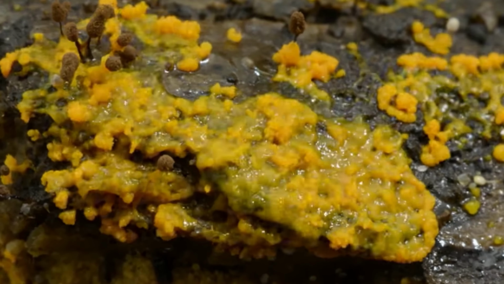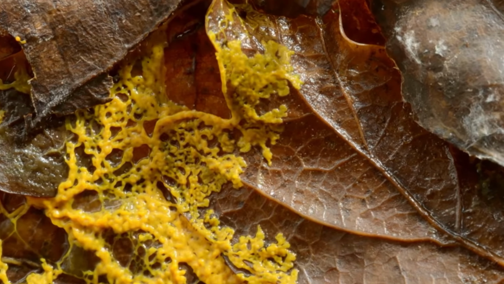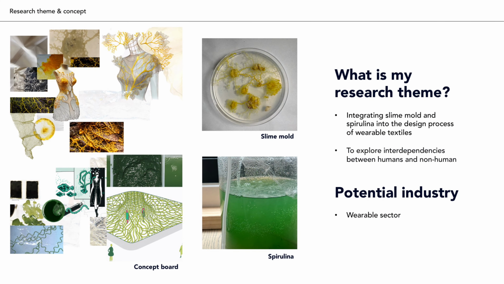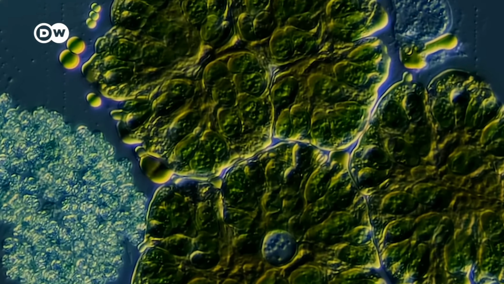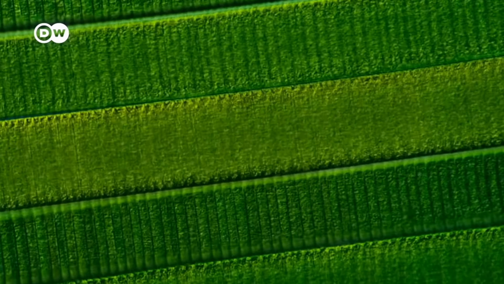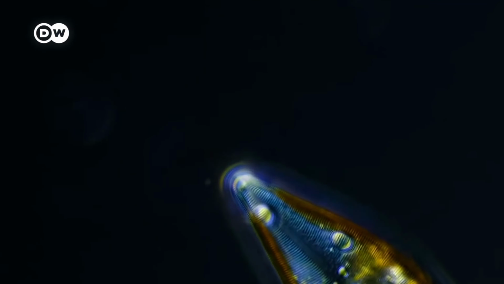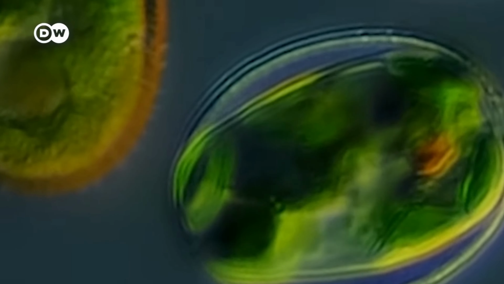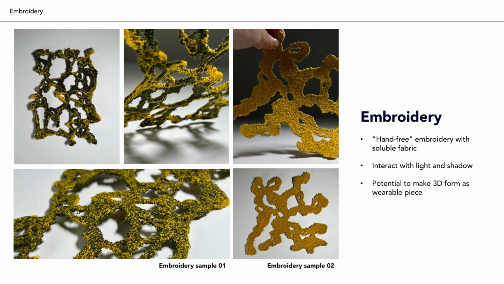The slime mold is a yellow organism that can generate an effective network while searching for food, and I aim to utilize its autonomous pattern generation capabilities as a participant in the design process. On the other hand, spirulina, which is a highly nutritional edible microalgae, holds great potential as an eco-friendly material. To begin, I was interested in the hand-free embroidery technique with soluble fabric.